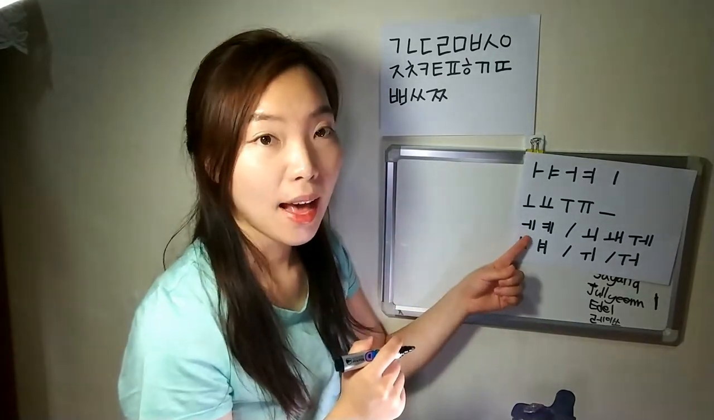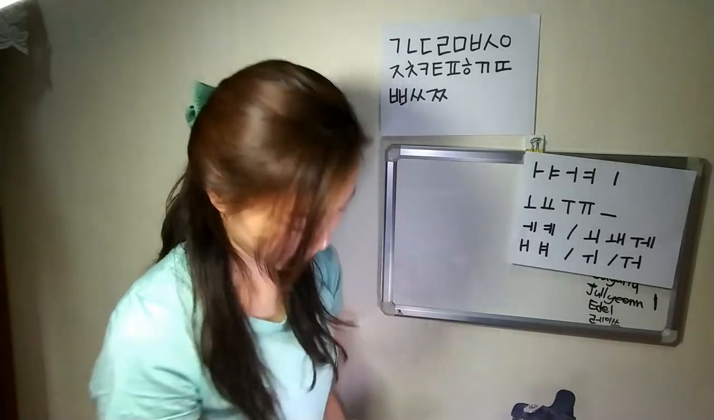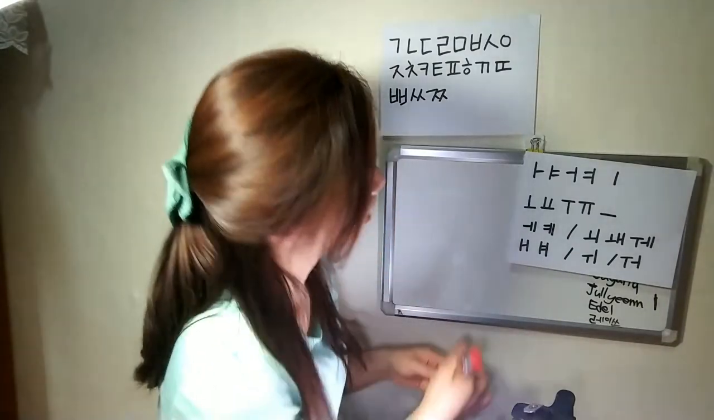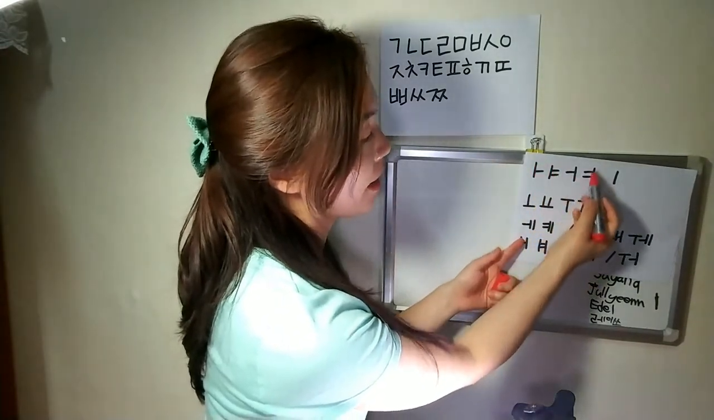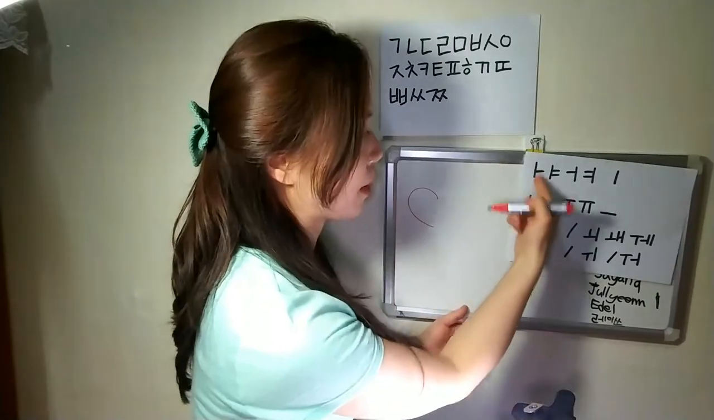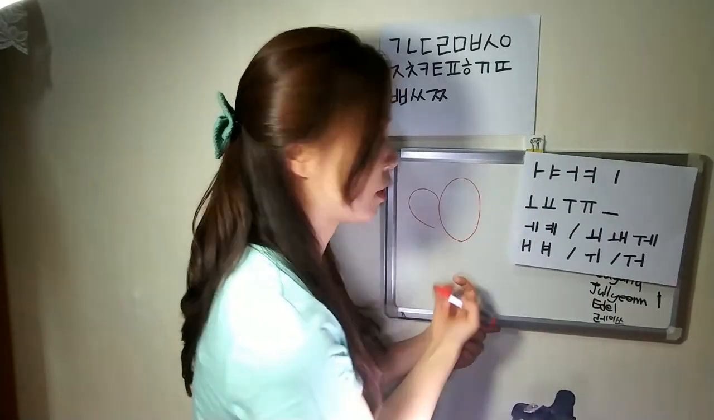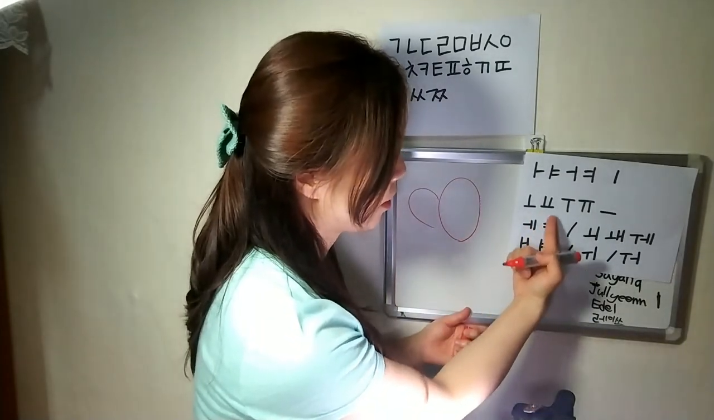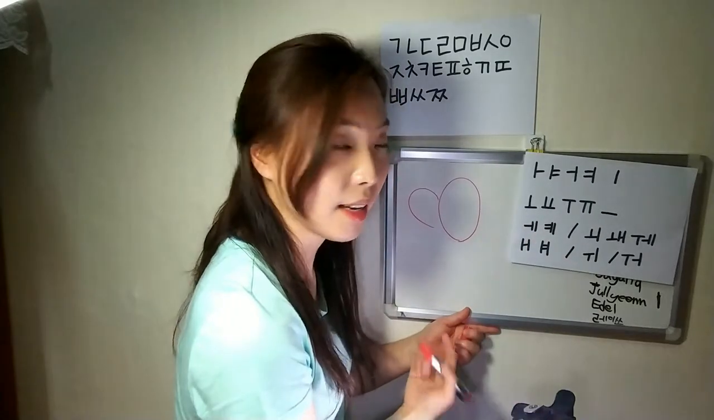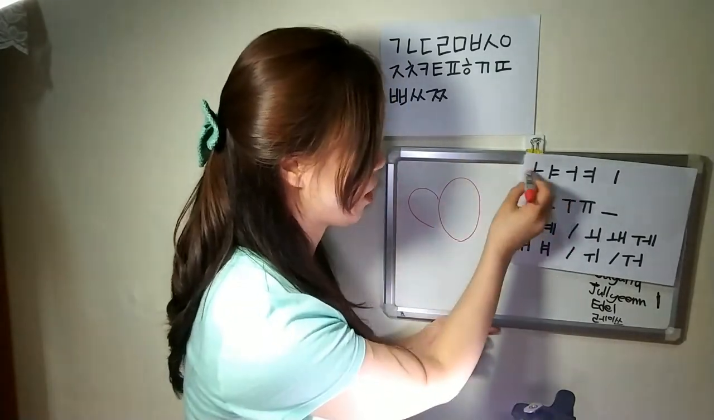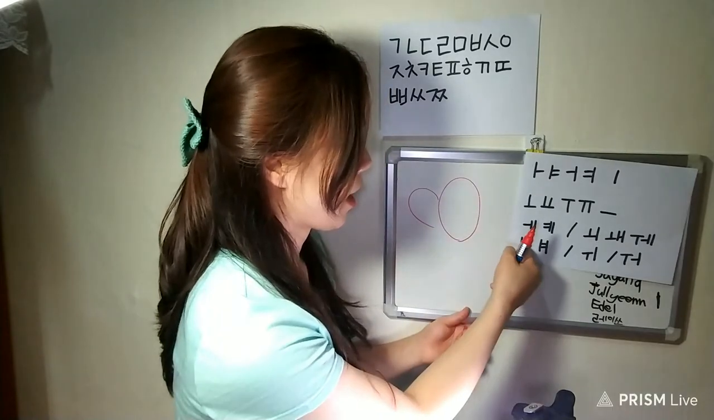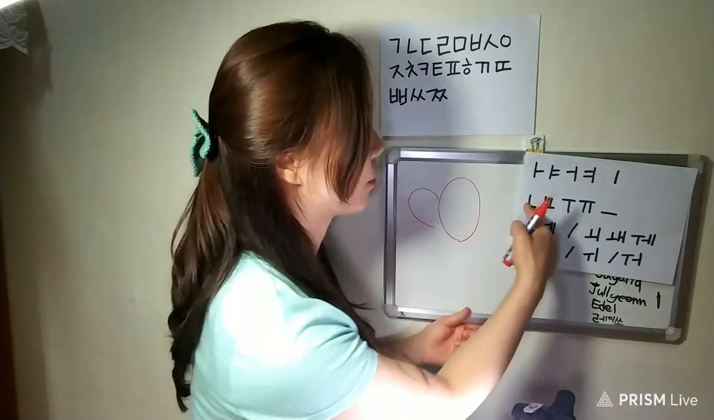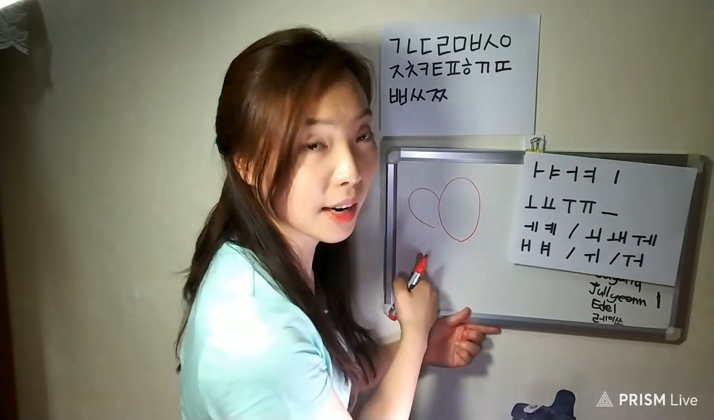This one, E, ye. So I said, when you see a vertical line, its position is to the right side of the first consonant, okay? So you see a vertical line here, right? They will come here, here, here. And these two, they will come here. If you see a horizontal bar, its position is here.